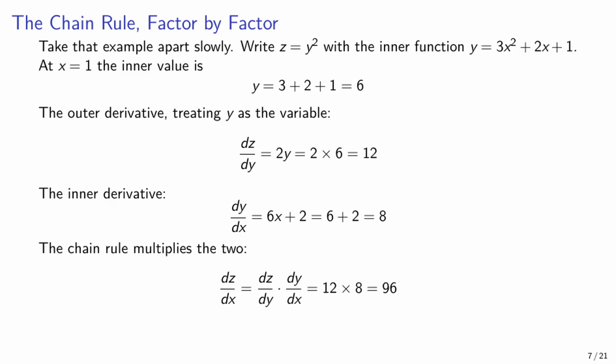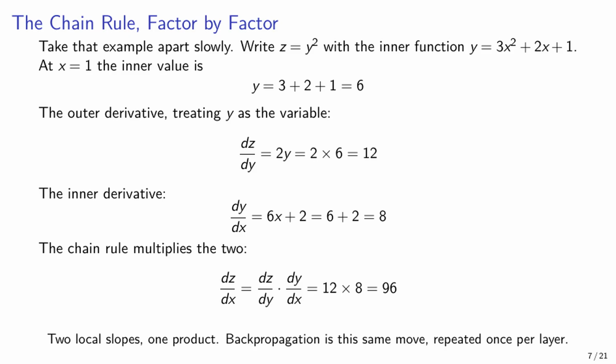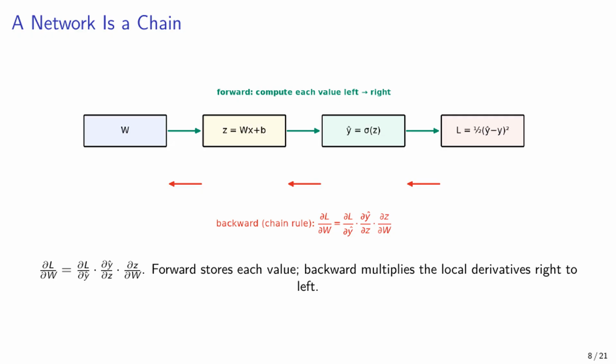The chain rule multiplies the two local slopes together. 12 times 8, which is 96. Two local slopes, one product. That is all the chain rule ever does, and backpropagation is this same move repeated once per layer. Here is why that matters for a network. A network is exactly such a chain of compositions. A weight sets the pre-activation, which sets the output y hat, which sets the loss L.